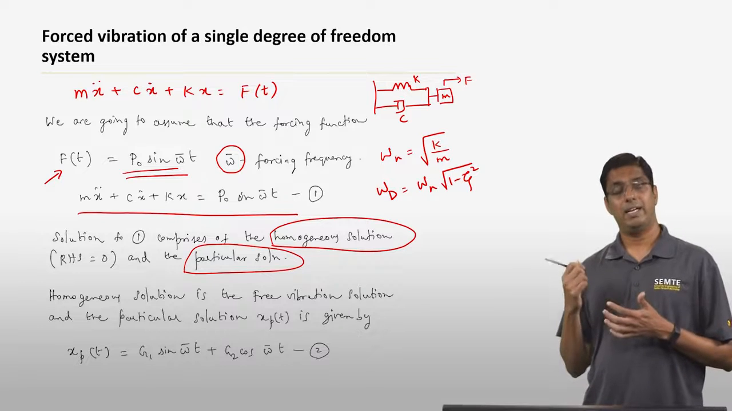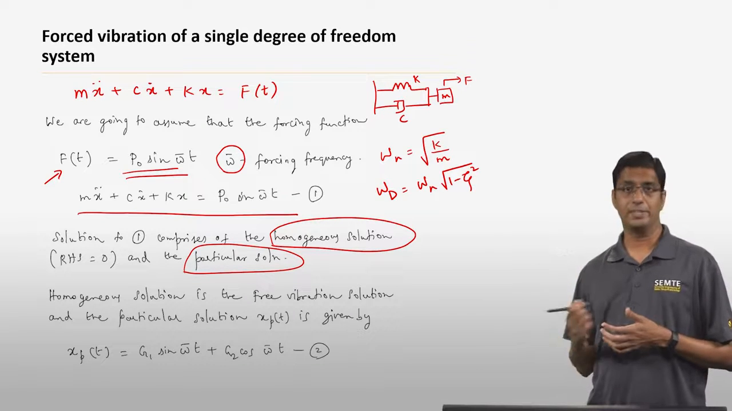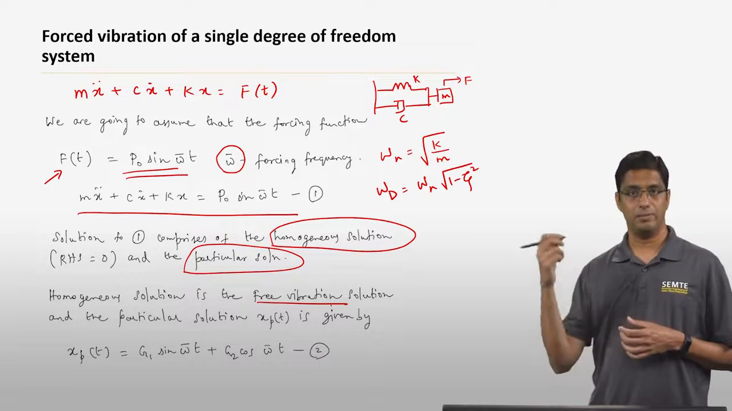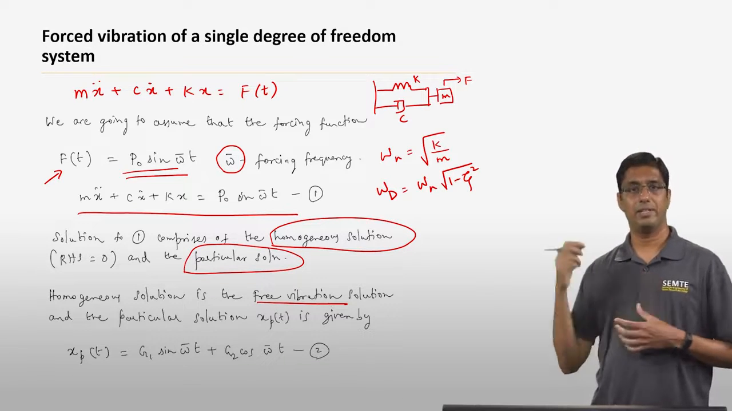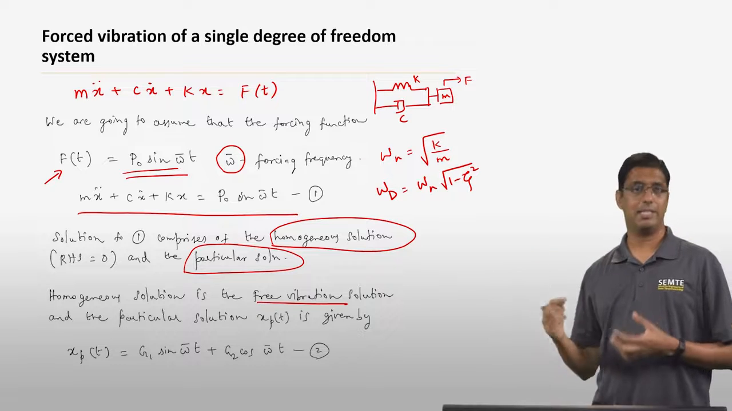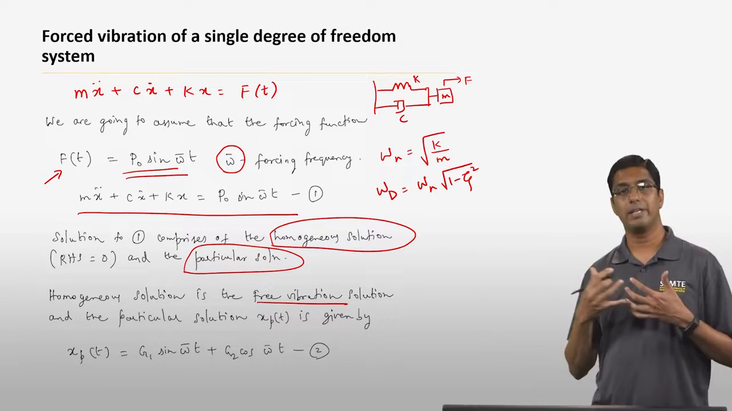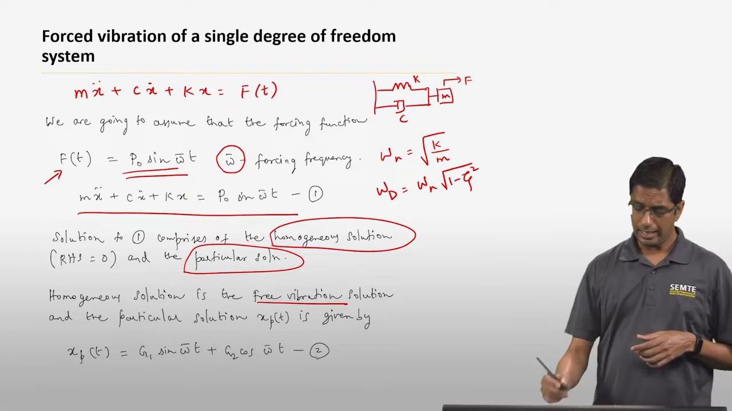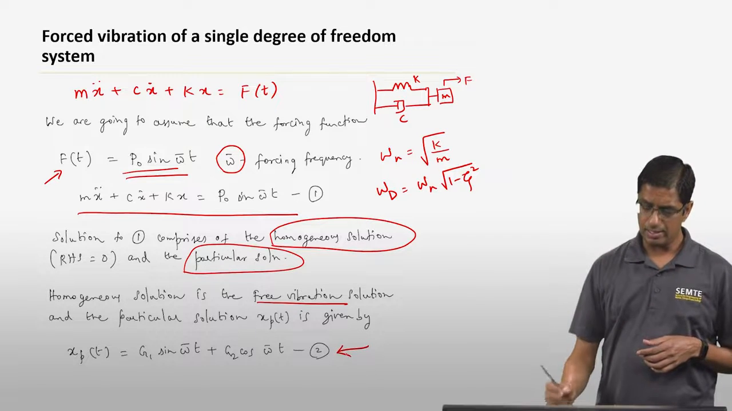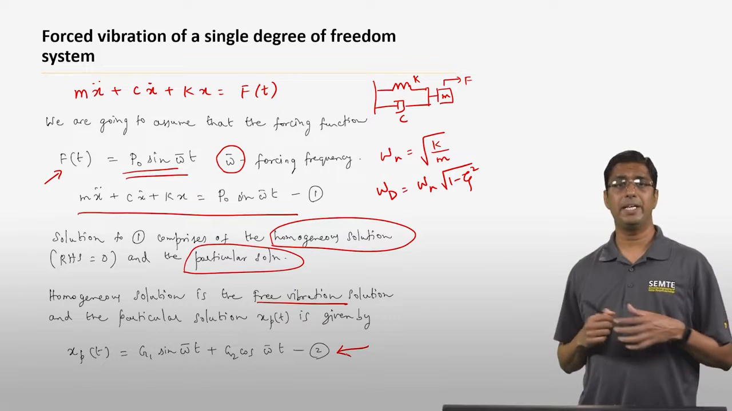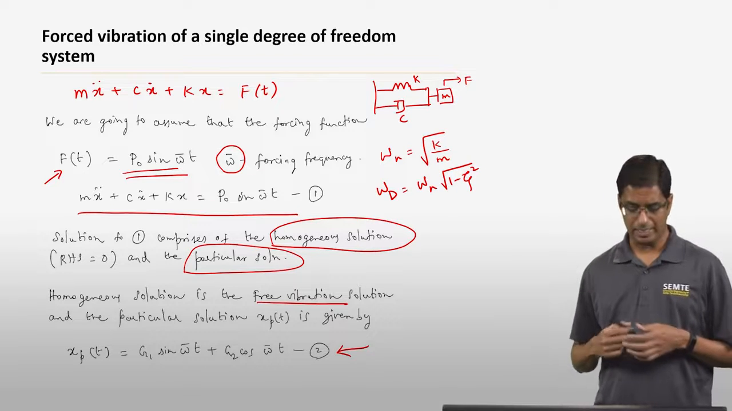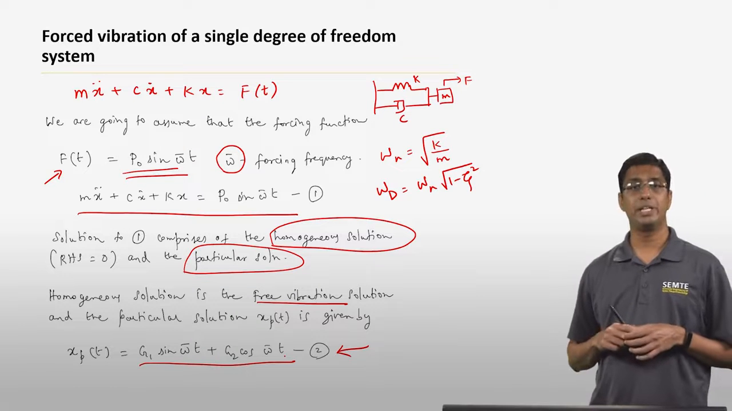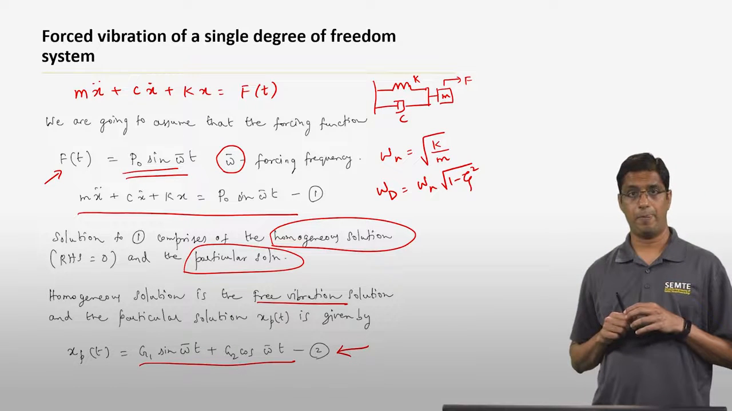If you recall, the homogeneous solution is nothing but the free vibration solution, because that is what we were learning in the previous lectures. When f of t equals 0, that is the free vibration solution, and we have already derived this. We know what the free vibration solution is. In this particular case, the particular solution x p of t turns out to be something like this: g1 sine omega bar t plus g2 cos omega bar t.